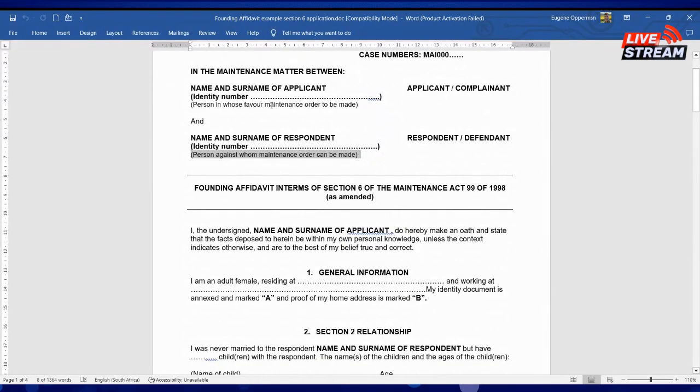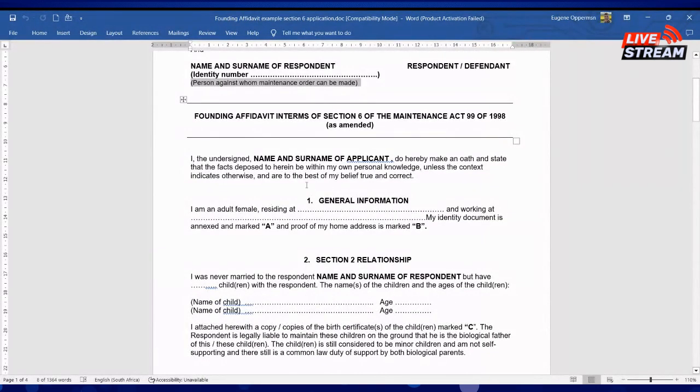You write down your name and then the father's name. And then you simply say some general information, that you're an adult male or female residing at, and you put in your address there.